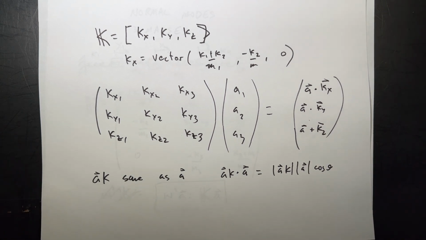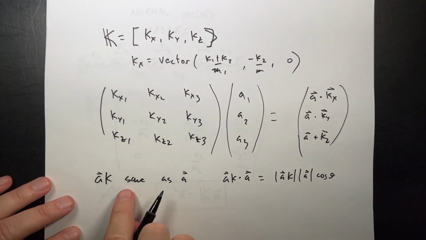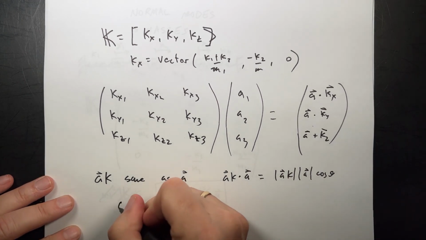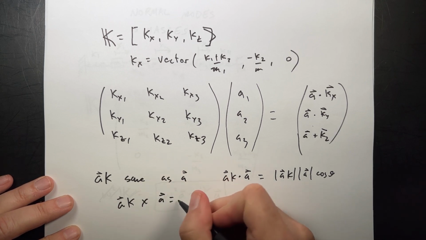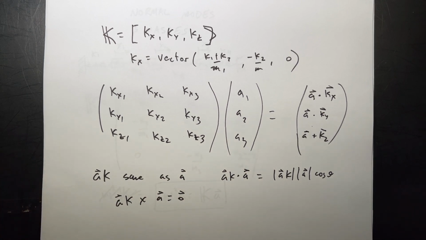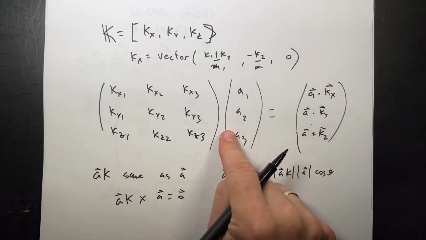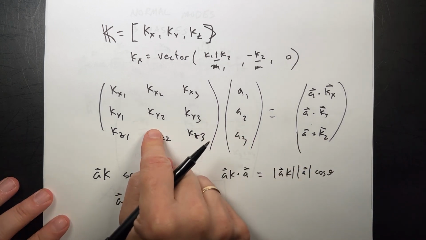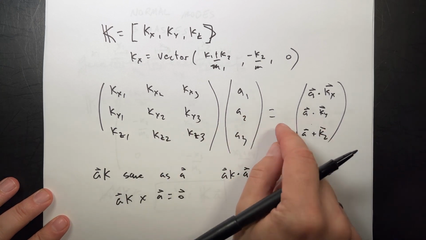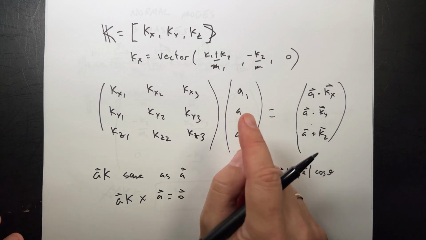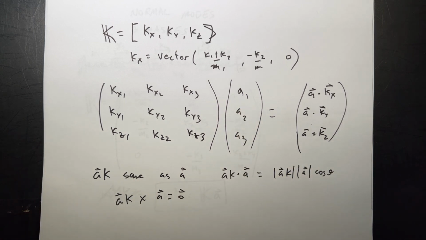But you don't need to do that. If they're in the same direction, then AK cross A is equal to the 0 vector. So I can take the cross product. What I'm going to do is find a vector, operate it on my K matrix, and then take that new vector and take the cross product with the original vector and see if it's 0. If it's 0, then I just found a normal mode.